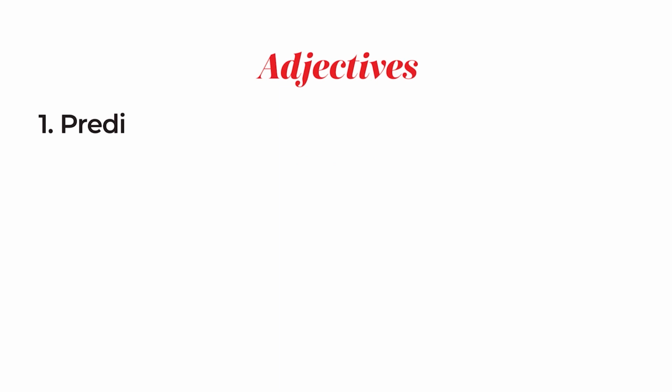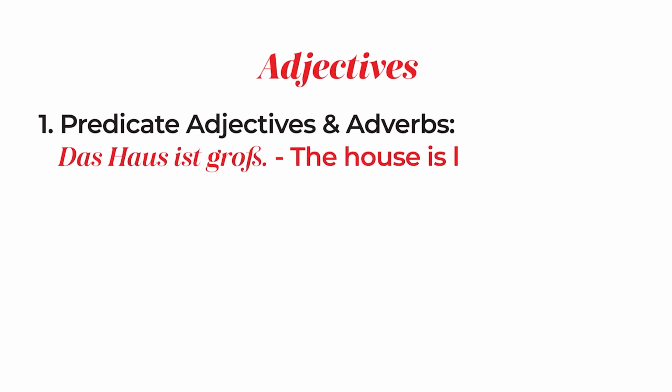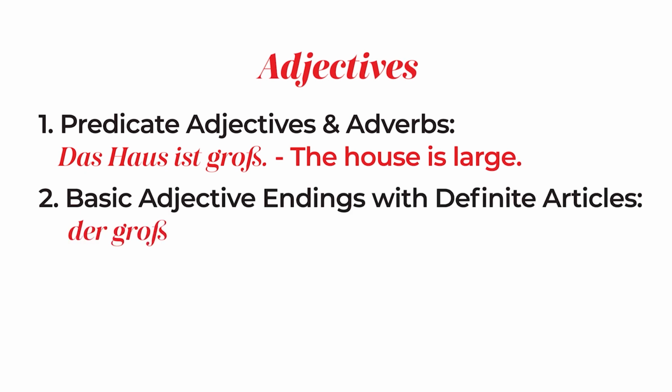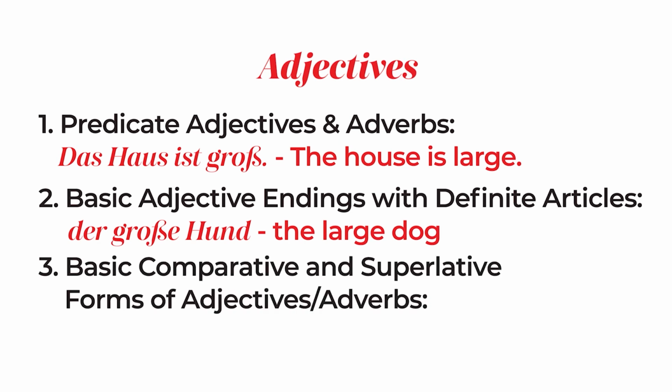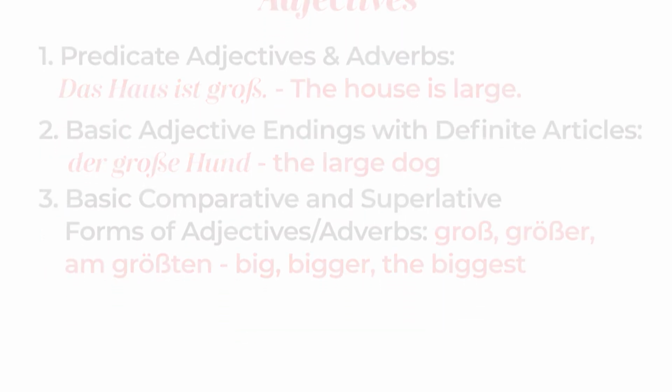Adjectives, specifically predicate adjectives and adverbs. Das Haus ist groß. The house is large. Basic adjective endings with a definite article. Der große Hund, the large dog. Basic comparative and superlative forms of adjectives and adverbs. Groß, größer, am größten. Big, bigger, the biggest.